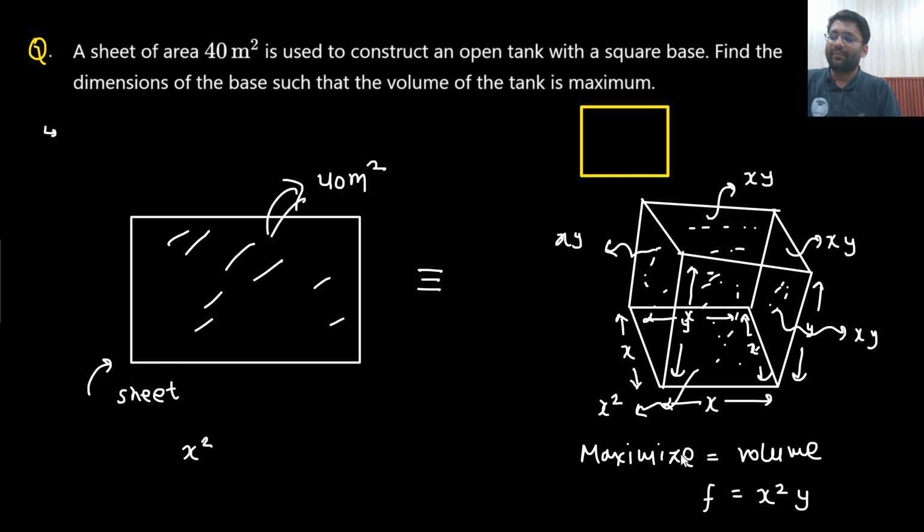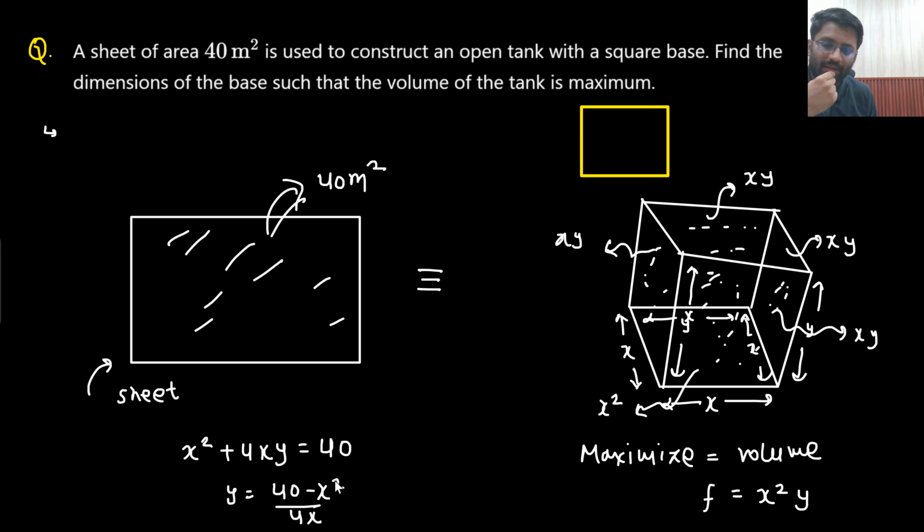So the total surface area, basically what you have done is that you have folded the paper and made the box. So the total surface area of the box will be equivalent to the surface area of this particular sheet. So sidewise x into y, x into y, x into y, x into y. So 4 into x into y plus the area of the base which is x square, that will be equal to 40. Is that clear to you? That's it. Job is done, right? What we need to do is find out the value of y. So y would be equal to (40 minus x square) divided by 4x.